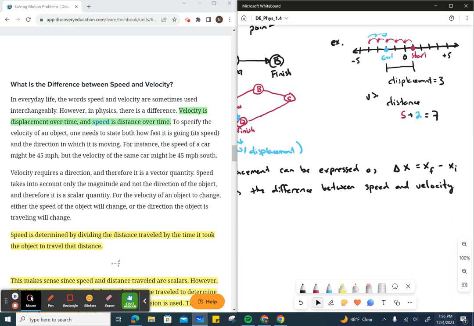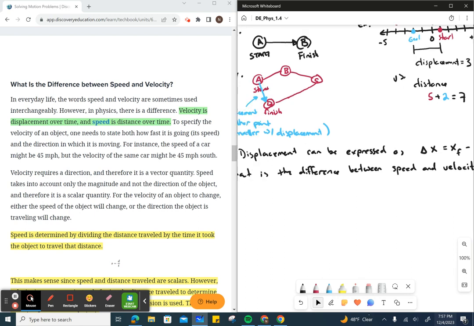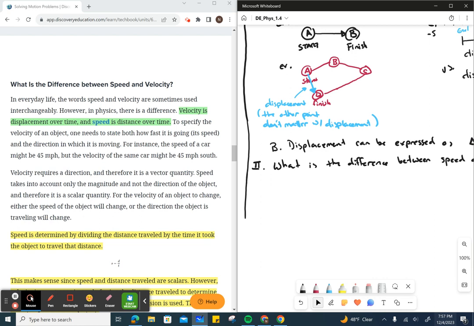You remember speed, we just talked about that. Speed is your distance divided by time, right? Your velocity is very similar to speed, except that it has direction. Okay, velocity is displacement over time, and speed is distance over time. Okay. That might be an interesting little nuance there, okay?